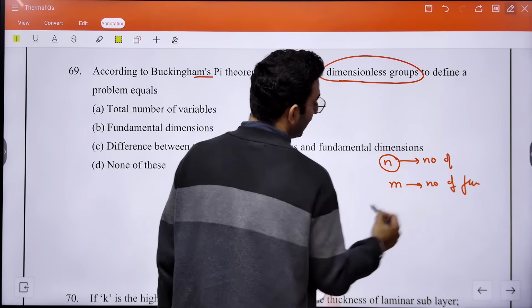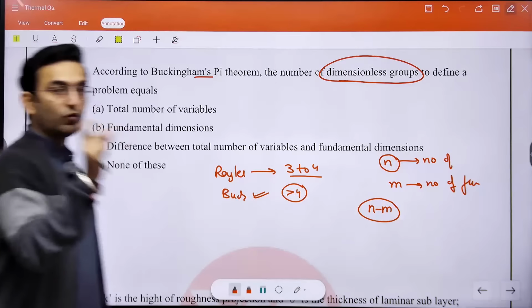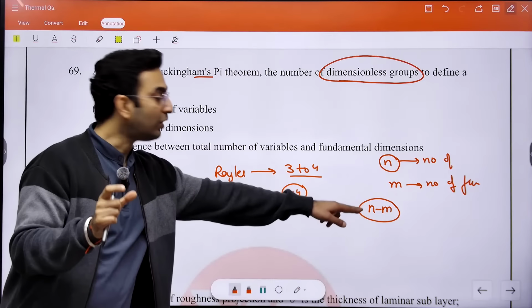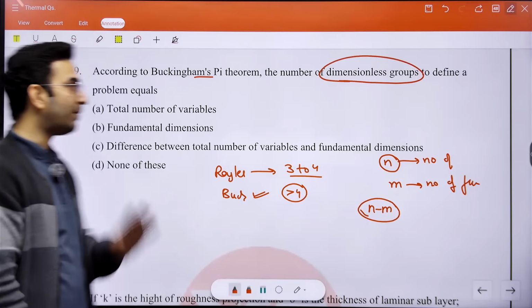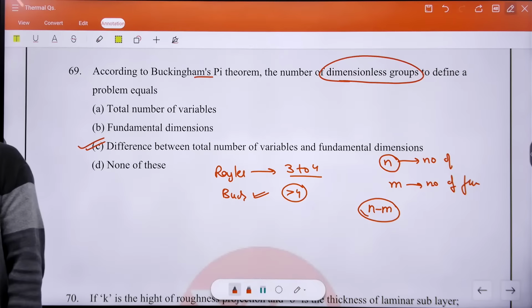In that case, n minus m groups are going to be formed here, which are going to be considered as dimensionless groups. Okay, so n minus m pi numbers are not going to have any dimensions here. Remember that condition. Okay, so option C will be the correct answer in this case.